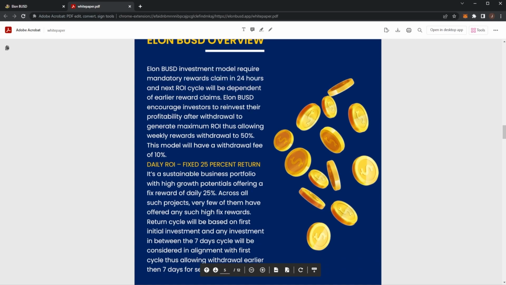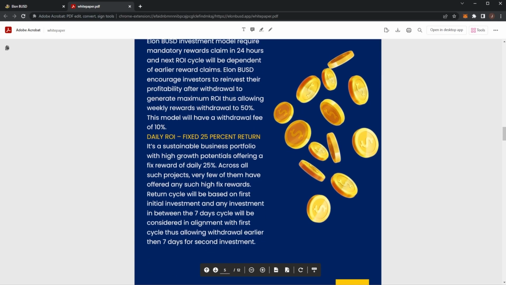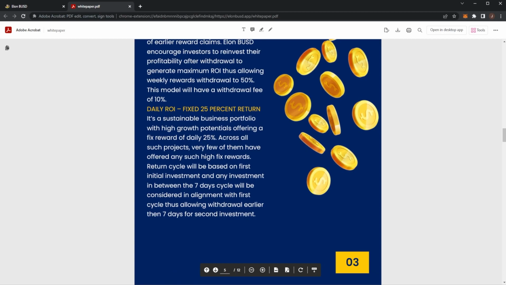Elon BUSD encourages investors to reinvest their profitability after withdrawal to generate maximum ROI, thus allowing weekly rewards withdrawal to 50%. This model will have a withdrawal fee of 10%. Daily ROI, we can see fixed 25% return. So they will be offering a fixed 25% daily across all projects. Very few of them have such high fixed rewards.